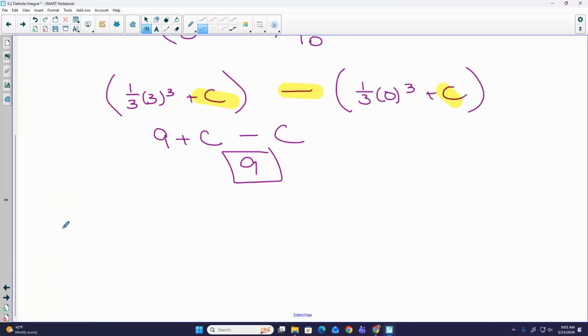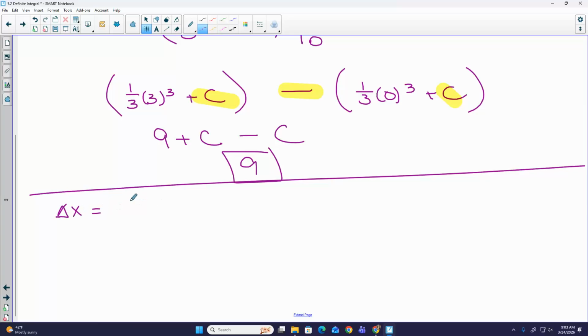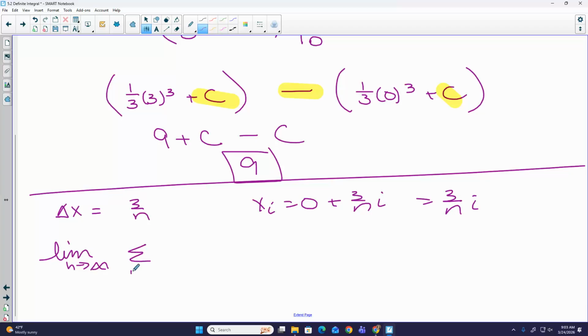Did we do this exact problem before? Maybe we did, but I don't remember. If I'd worked it out, let me just prove to you. You don't have to write this down. So I already said the change in x was 3 over n. So our x sub i was 0 plus 3 over n times i. So if we had done it like yesterday, the limit as the number of rectangles goes to infinity, the sum from 1 to n, f of x sub i, so it would be 3 over n i cubed, or no, it was squared, wasn't it?